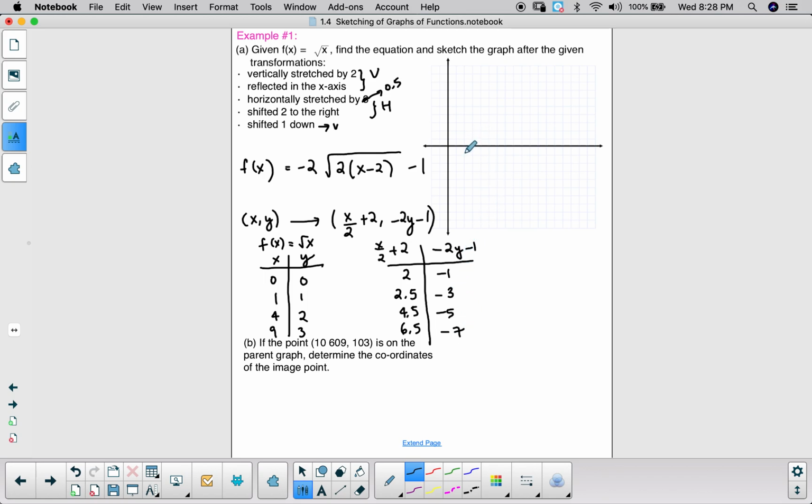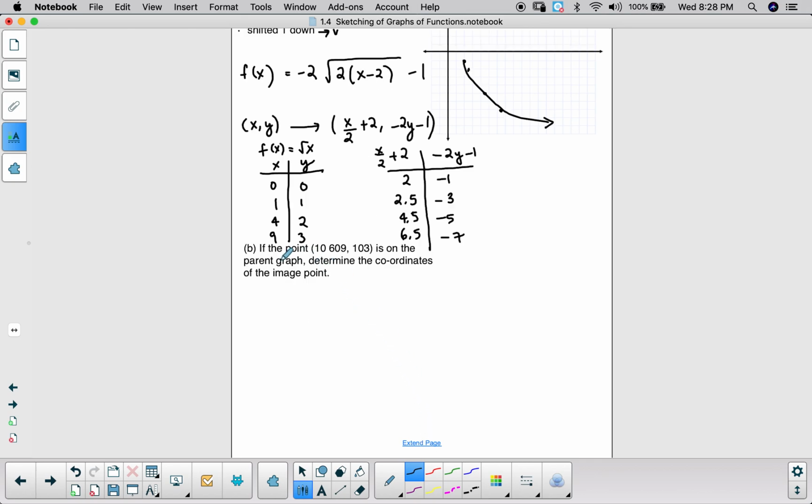So (2, -1) is this point, (2.5, -3), (4.5, -5). So 1, 2, 3, 4, 5. Then 6.5, and you come down to 7, 1, 2, 3, 4, 5, 6, 7. And you have these points. So it's starting. You have some points there, and you can just graph the function. So there you have it. This is the graph of the function.